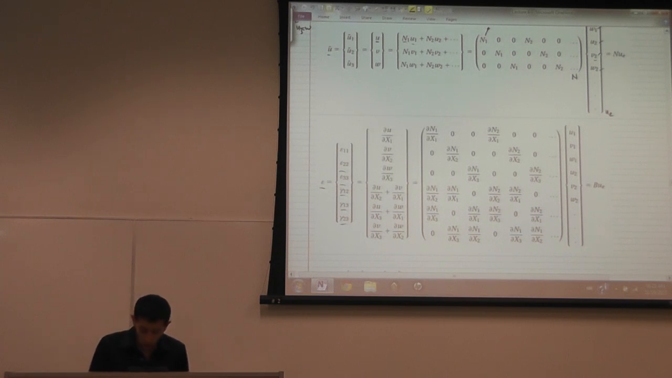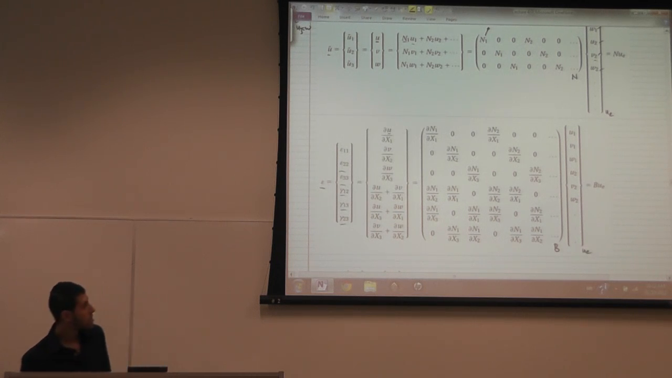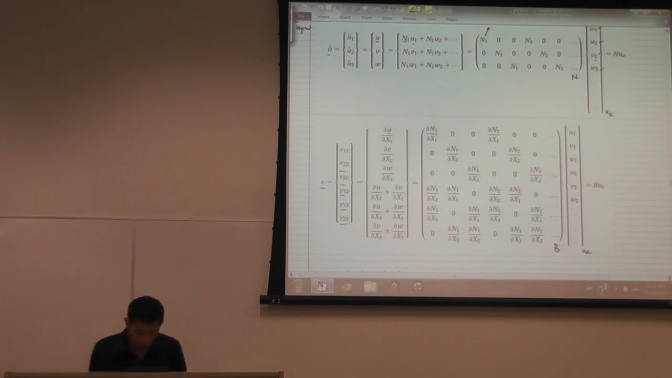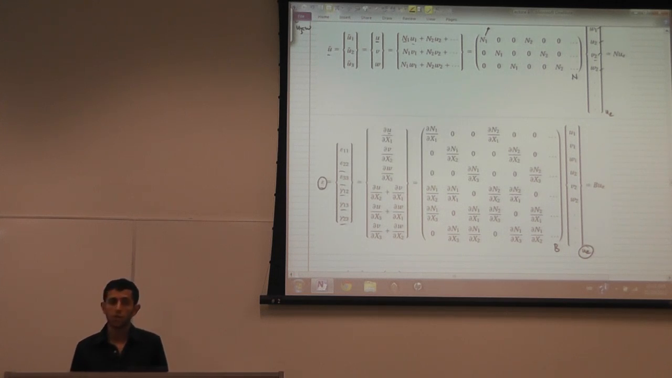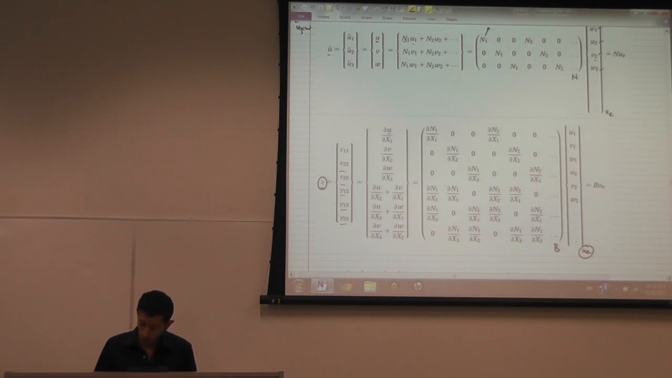If instead of u I use N1 u1, N2 u2, and so on, you get this matrix that I call B, times ue. What does this matrix do? It relates the strains to the degrees of freedom of the system. If I know the degrees of freedom of the system, I can tell you the strain at every point inside the element. Just tell me which point, and I'll tell you epsilon 1, epsilon 2, epsilon 3, and everything inside that element.